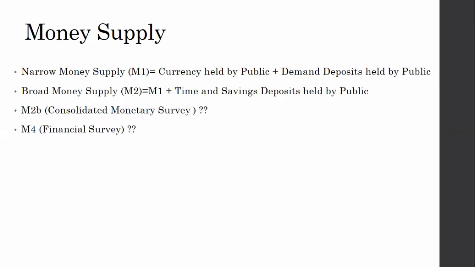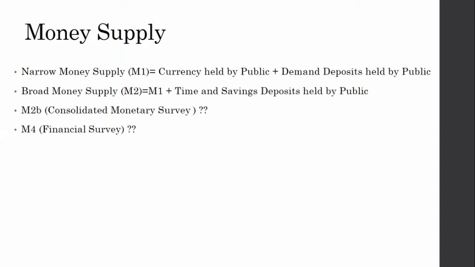So the currency with the public plus the deposits of the public held in commercial banks constitutes the narrow money supply, M1. In advance we have M2, the broad money supply. To calculate M2, we add time and savings deposits held by the public to M1. Additionally we have M2B, the consolidated monetary survey, and M4, the financial survey. It's your homework to find the calculation methods of M2B and M4. It's up to you to find out how they are calculated. It's in the central bank annual reports, and also if you Google, you can find it.